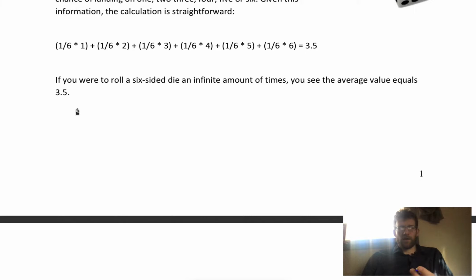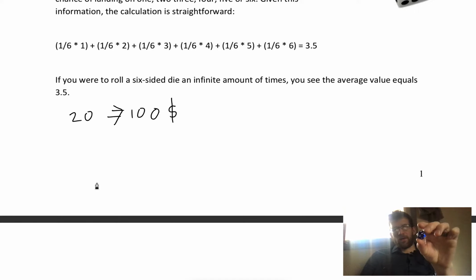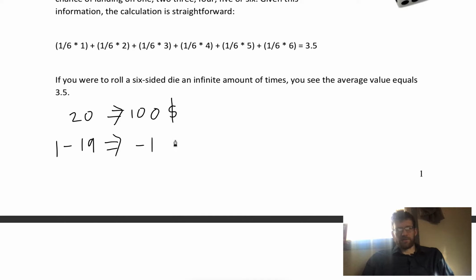Say I'm playing a game where if I roll a 20, that's really good. I get $100. So a 20 leads me to getting $100. That's pretty cool. But on any other roll, I have to pay somebody else $1. So let's say I have 1 through 19 means I lose $1. So I'm going to put negative $1.